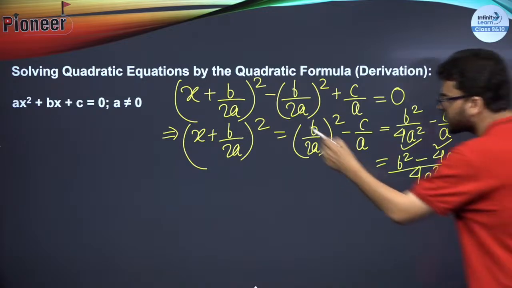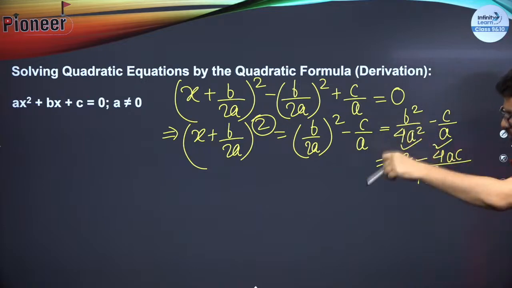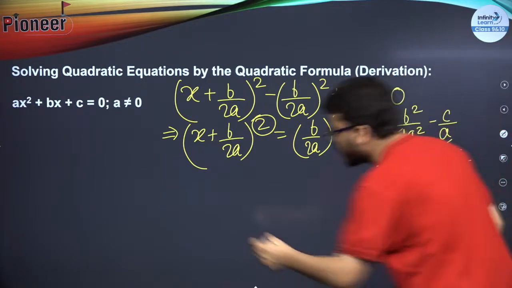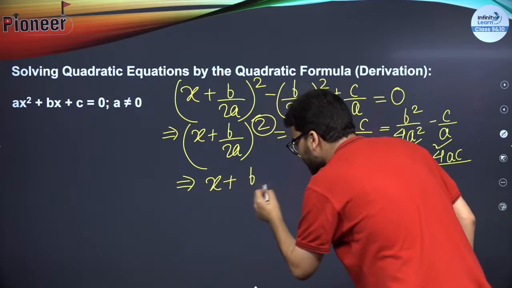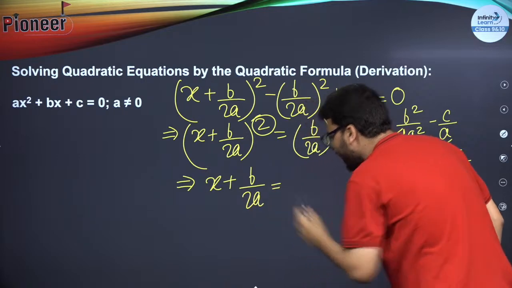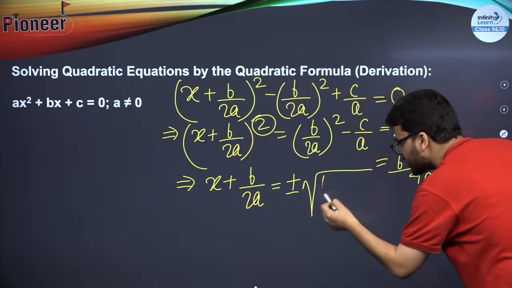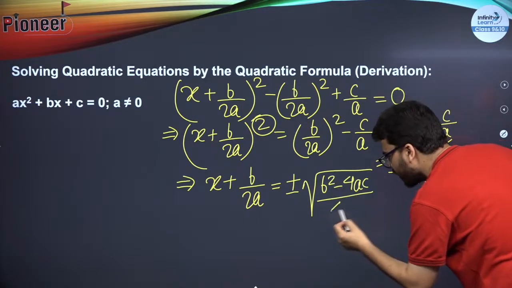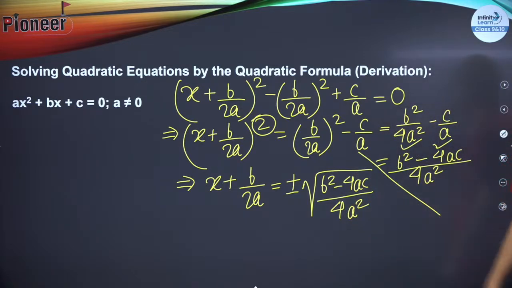Now you see this is square over here. If you want to remove that square, I have to take the square root on both the sides. So this is the quadratic equation. So will you not get two values over here? So x plus b upon 2a, will it not be plus minus square root of b square minus 4ac, divided by 4a square? Therefore you are getting two values over here. Is it clear up till here?